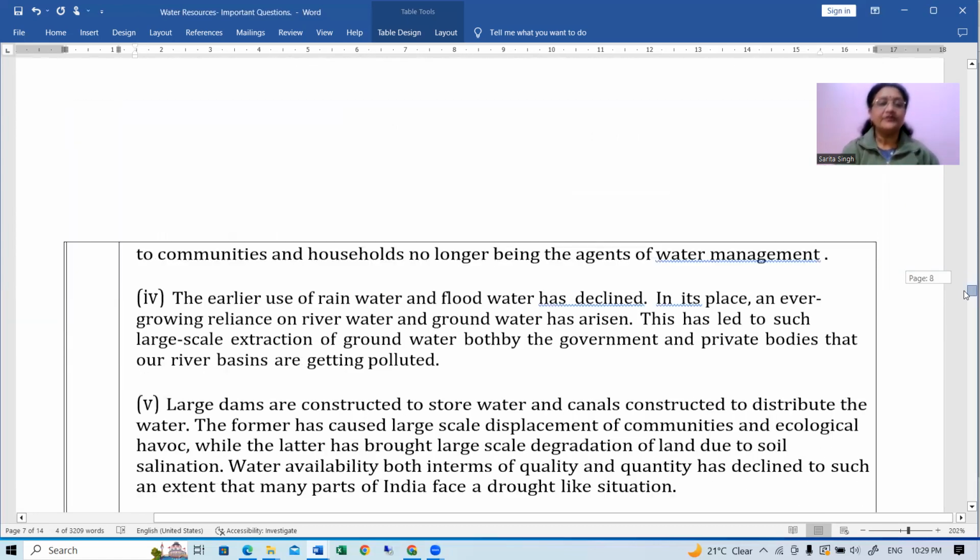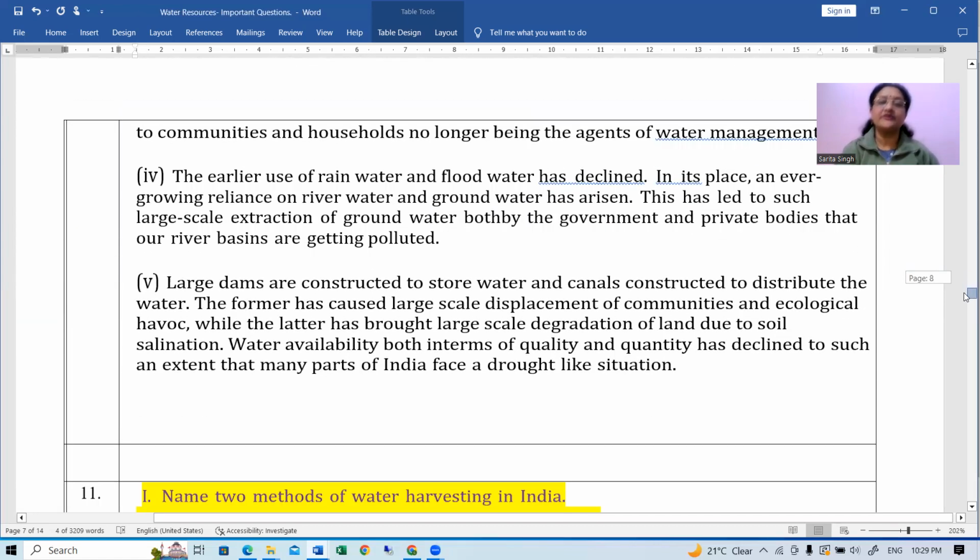Then next is, the earlier use of rainwater and flood water has declined. In its place, an ever-growing reliance on river water and groundwater has arisen. So this has led to such large-scale extraction of groundwater. And if we use this method, the extraction of groundwater will be less.